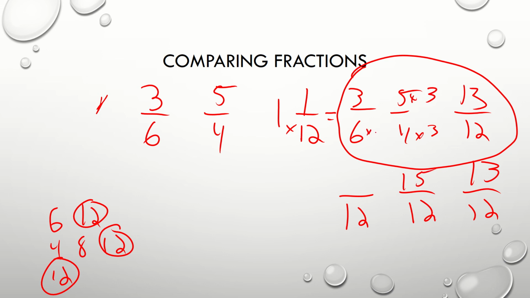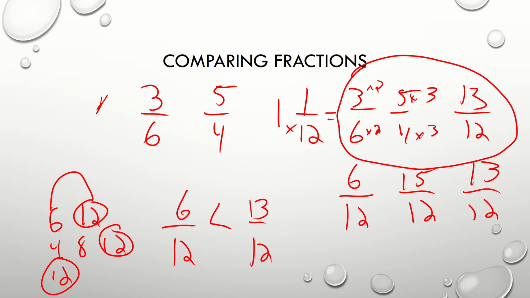Next, we're going to go 6 times, as we can see, 1, 2. So 6 times 2 is 12. So now we do the same up top: 3 times 2, and we're going to get 6 over 12. So looking at these, we can make an assumption that 6 over 12 is smaller than 13 over 12, but 15 over 12 is greater than 13 over 12.